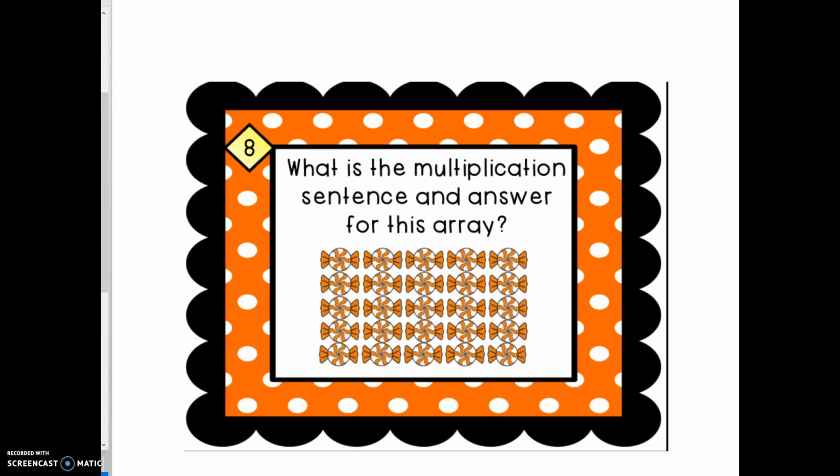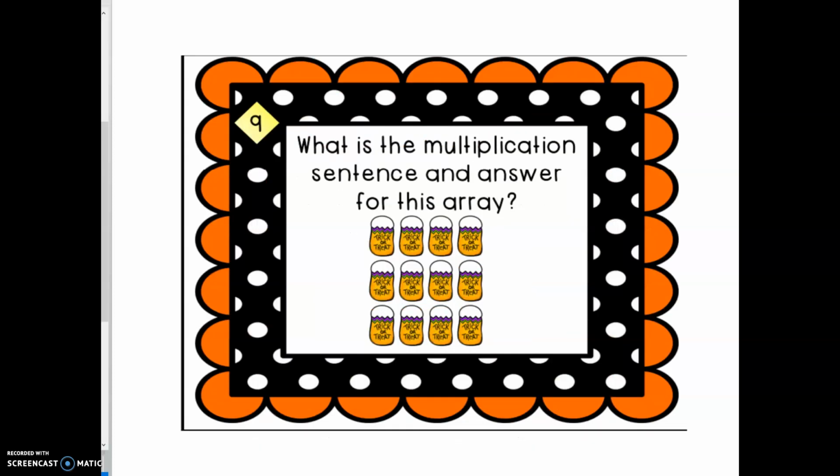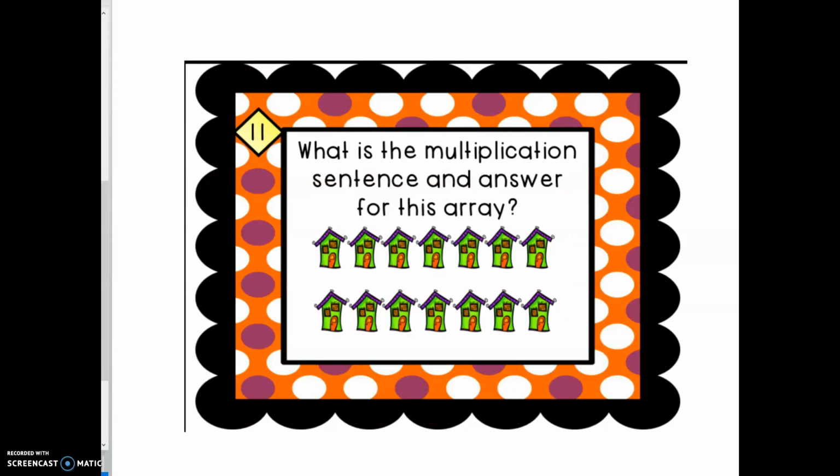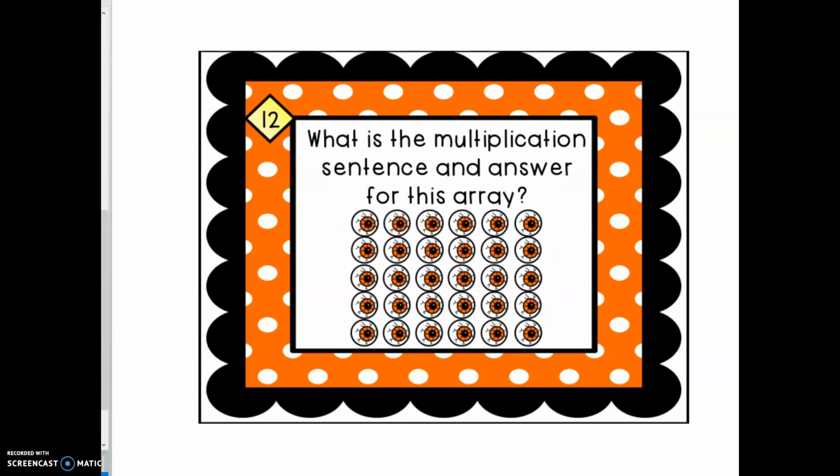Number 8, what is the multiplication sentence and answer for this array? Number 9, what is the multiplication sentence and answer for this array? Number 10, what is the multiplication sentence and answer for this array? Number 11, what is the multiplication sentence and answer for this array? Number 12, what is the multiplication sentence and answer for this array?